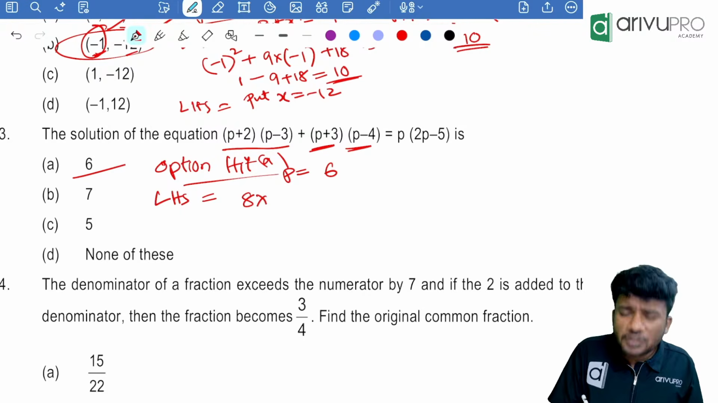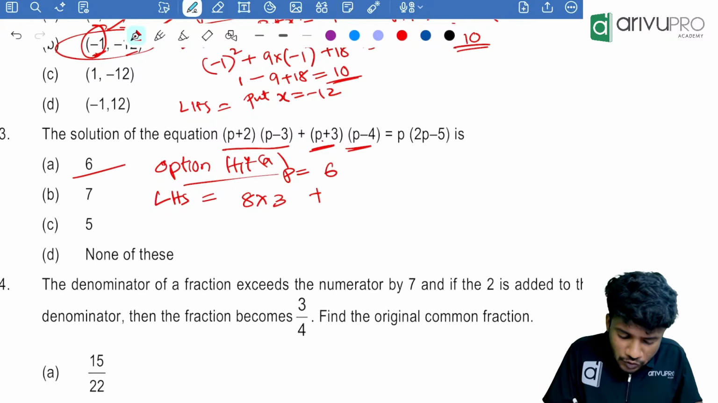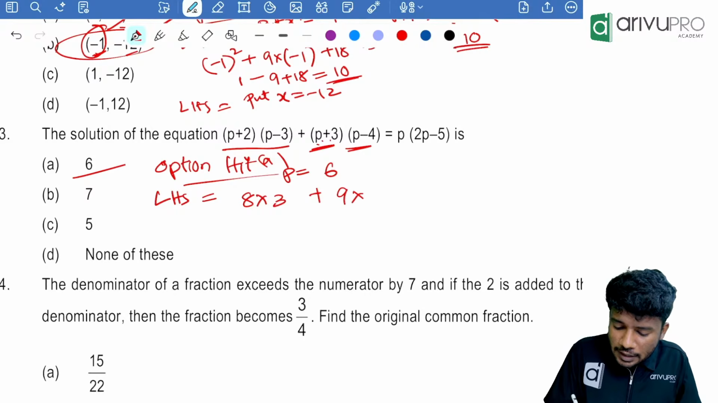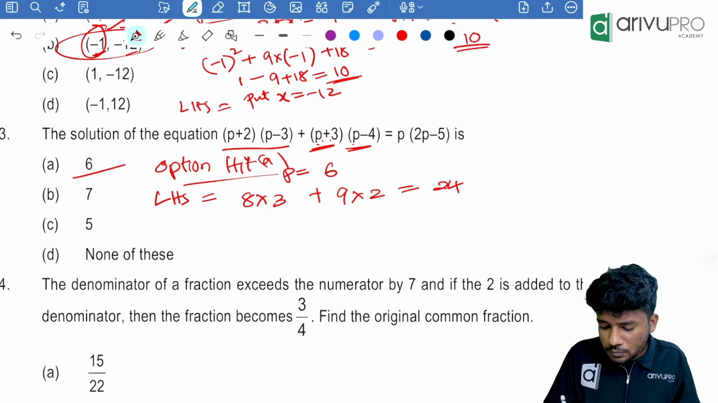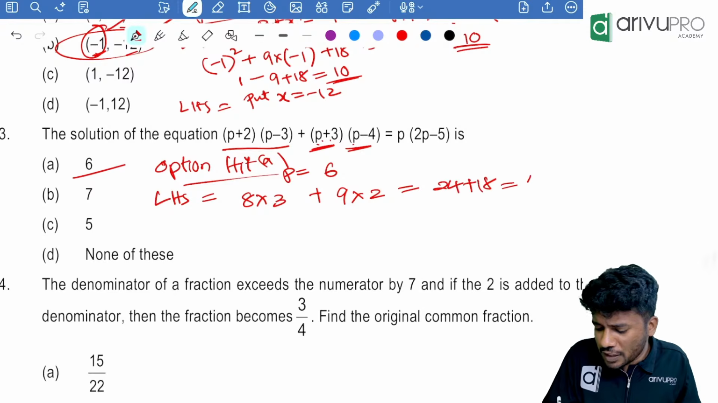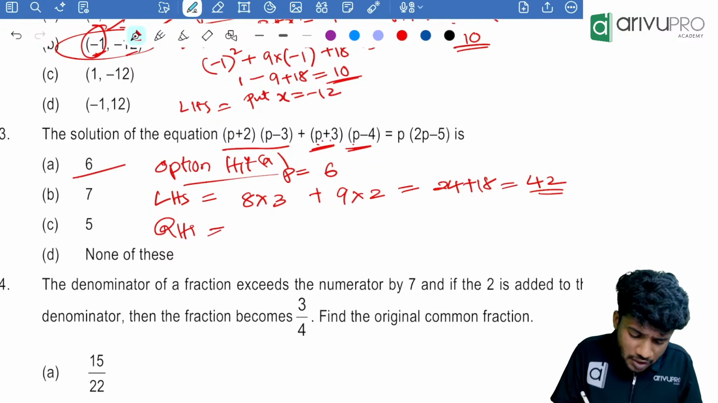8 into 6 minus 3 is how much? 6 minus 3 is 3 itself, plus P into 6 plus 3 is how much? 9 into 6 minus 4 is how much? 2, which is equal to how much, people? 24 plus 18, which is equal to 42. Now try RHS. RHS is equal to how much?